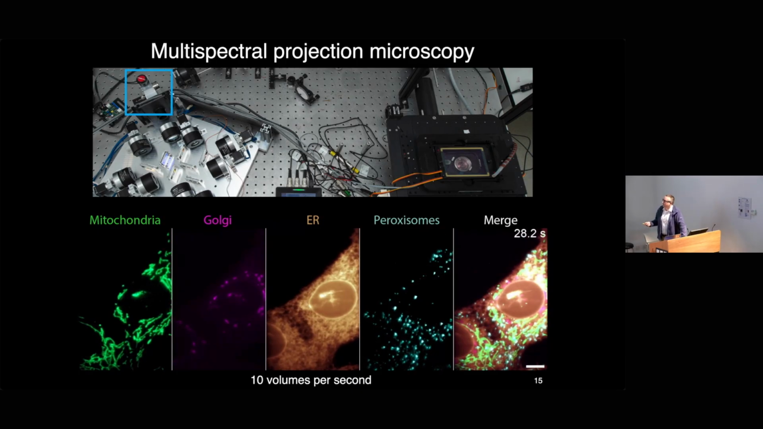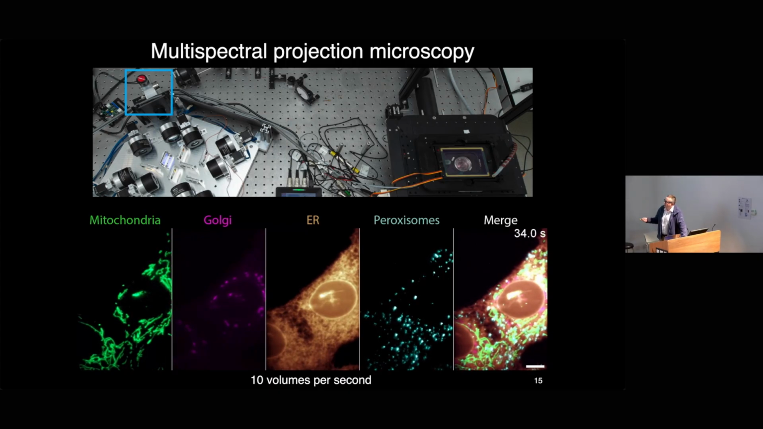And now we can acquire, say, 10 volumes per second, but we only get 10 images per second. So the data throughput isn't quite as onerous to deal with, and you still get a nice view of what's going on. So you can see here the mitochondria are going about their business, fissioning and fusing. The Golgi looks a bit weird, but we'll gloss over that. The endoplasmic reticulum is wiggling around as it does.